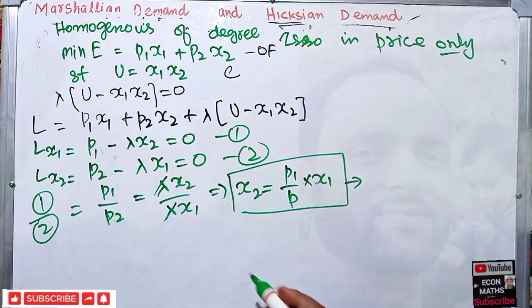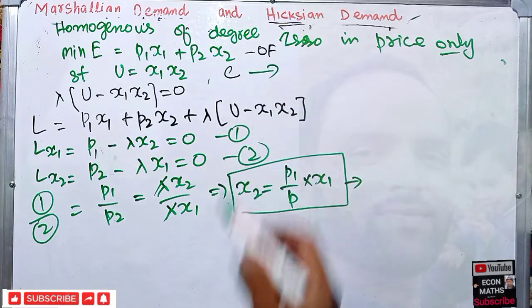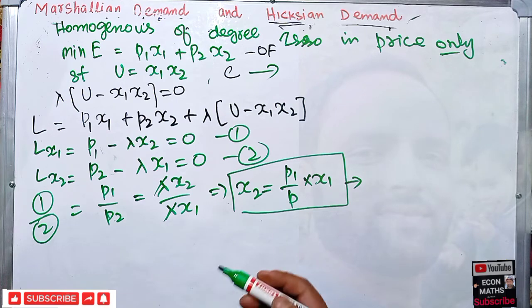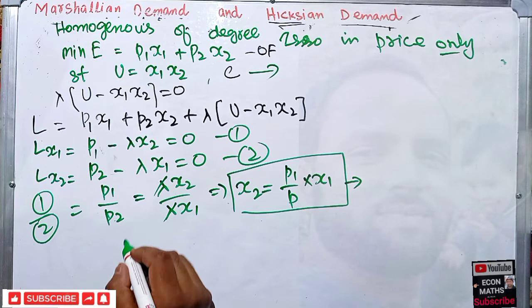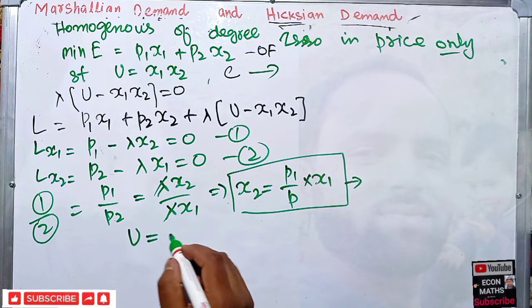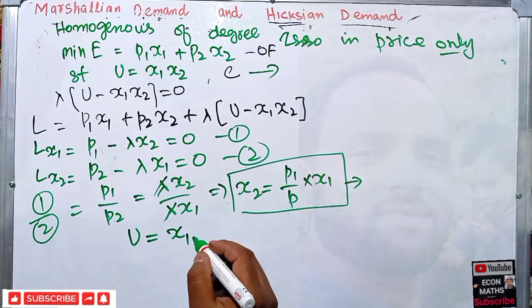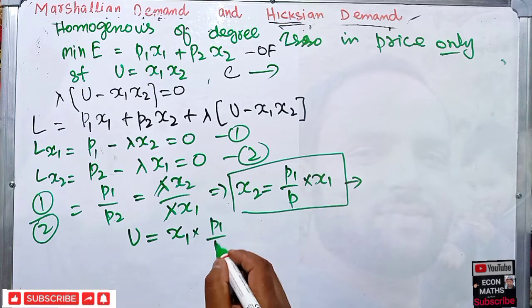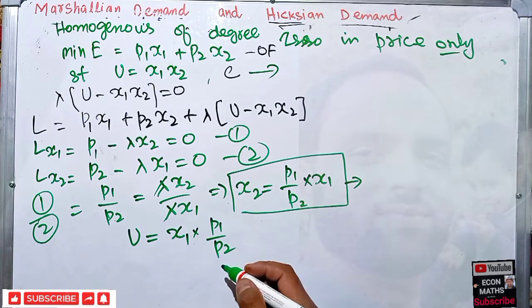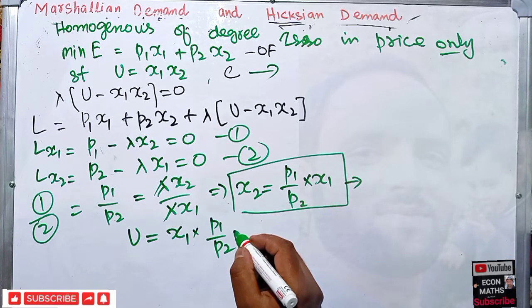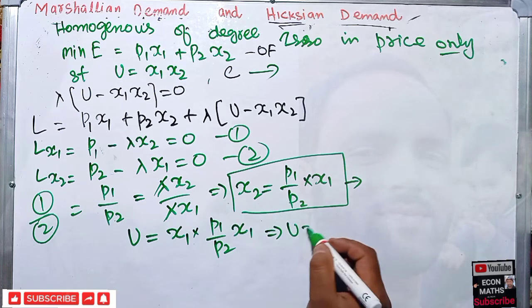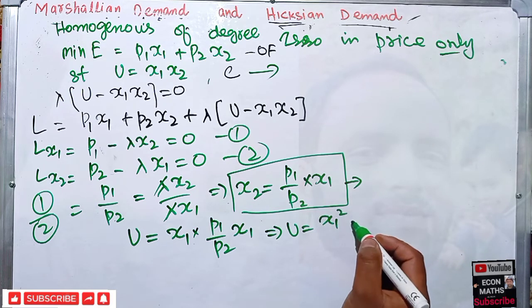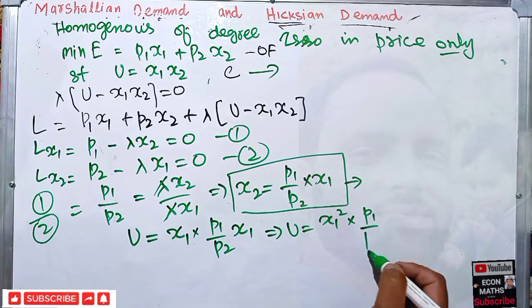We put this Engel curve in the constraint function to get the Hicksian demand curve. So put this in the constraint function, so we are left with u is equal to x1 times x2. In place of x2 we have p1 divided by p2, sorry, it is here p2, times x1. Or this becomes u is equal to x1 square times p1 divided by p2.